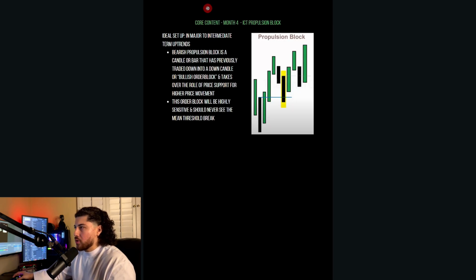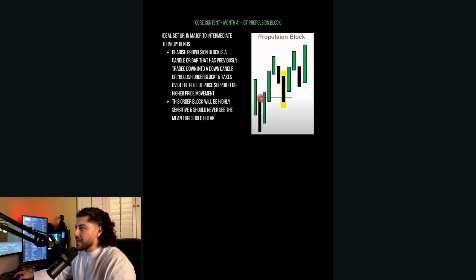Month 4, ICT propulsion block. Ideal setup in major to intermediate term uptrends. Bullish propulsion block is a candle or bar that has previously traded down into a candle or bullish order block and takes over the role of price support for higher price movement. This order block will be highly sensitive and should never see the mean threshold break.